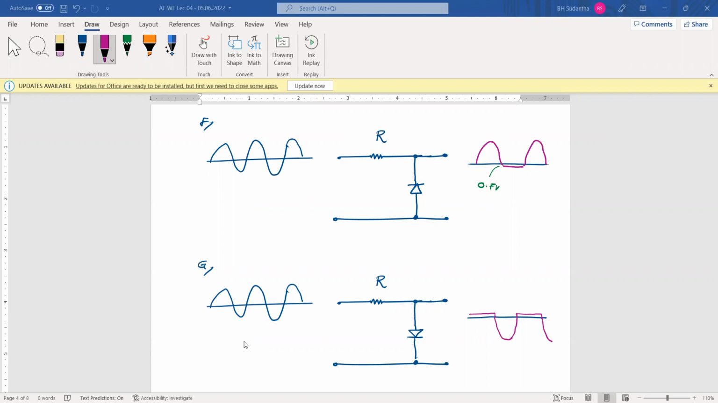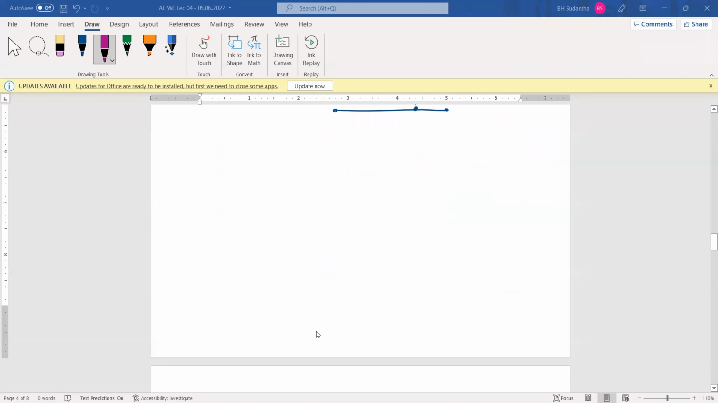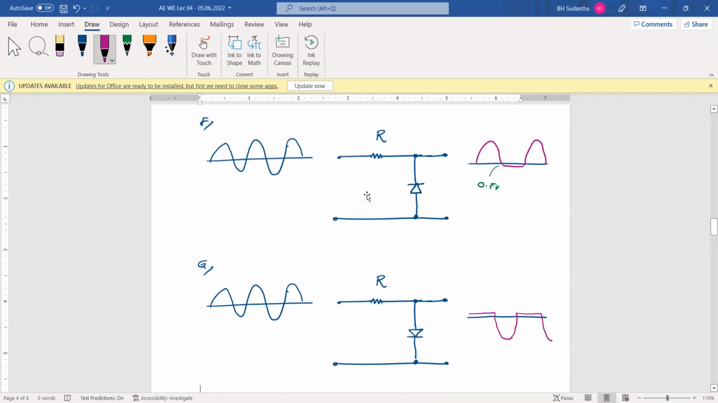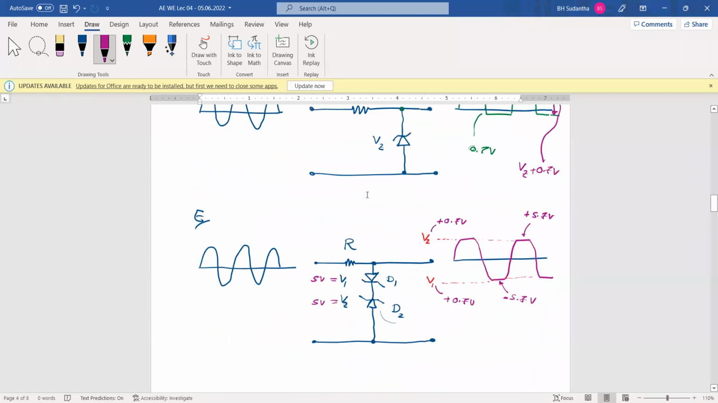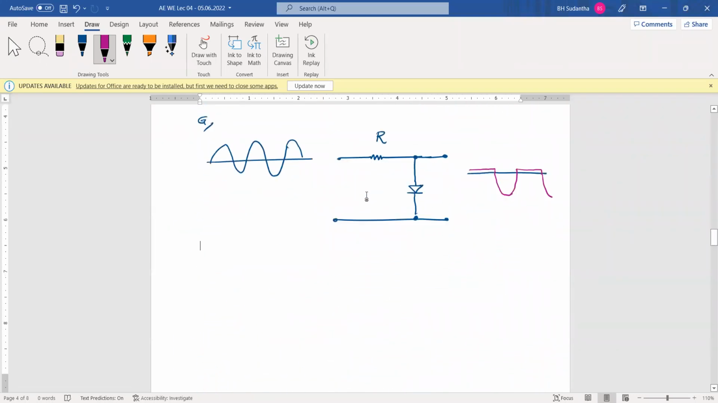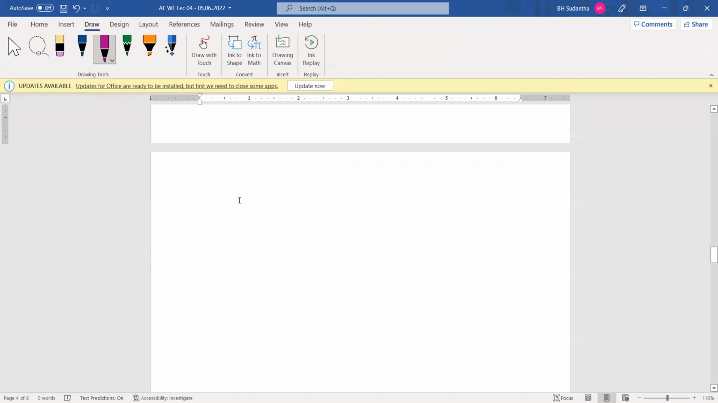Okay, any question? Anything? Okay, these are the diode clipping circuits, and you can use normal diodes and Zener diodes for the clipping circuits. Any question? Anything? Okay, if you don't have any question, then we can start a new section now.